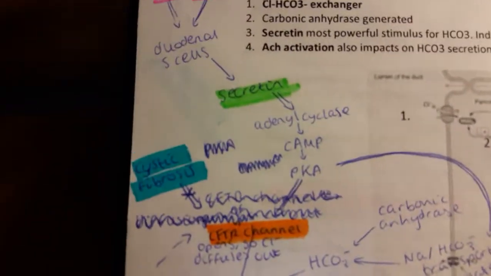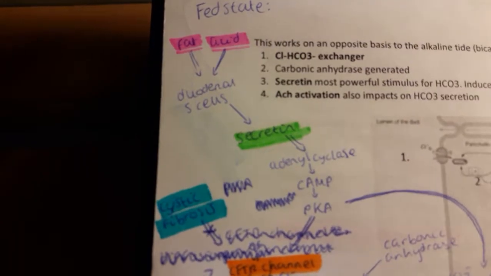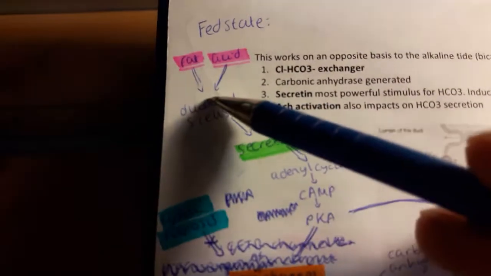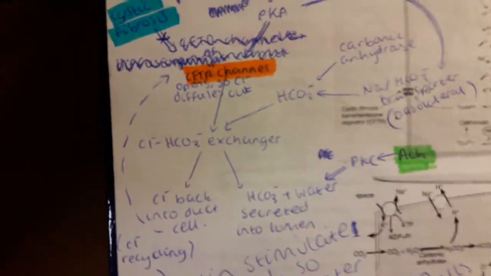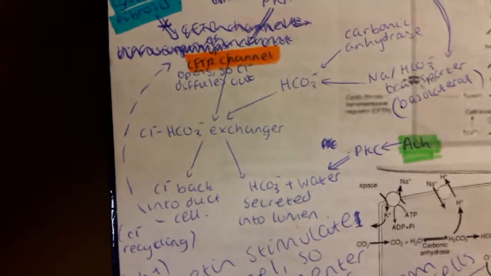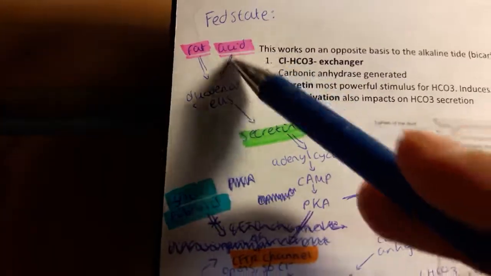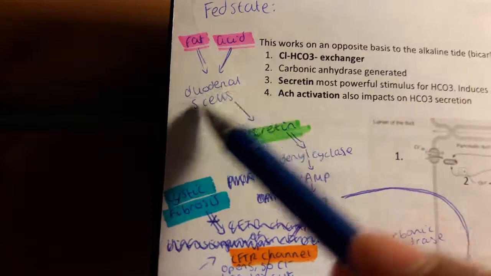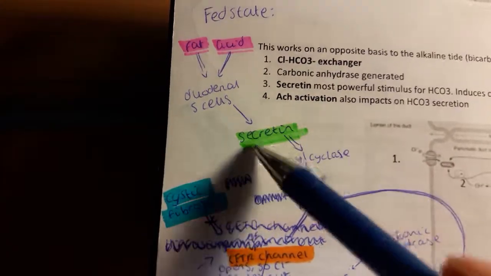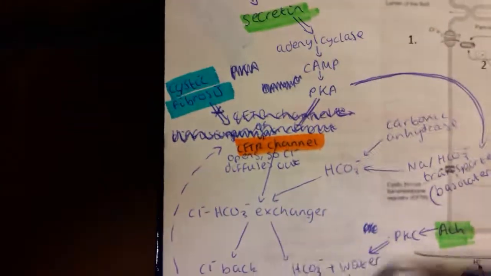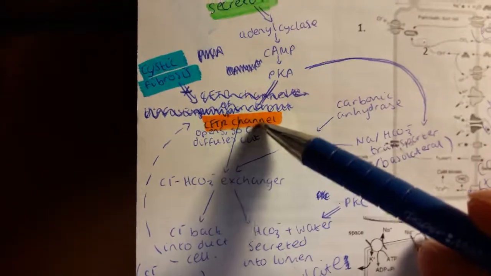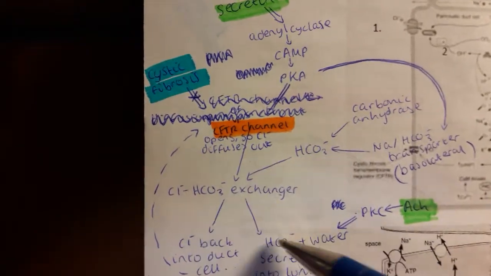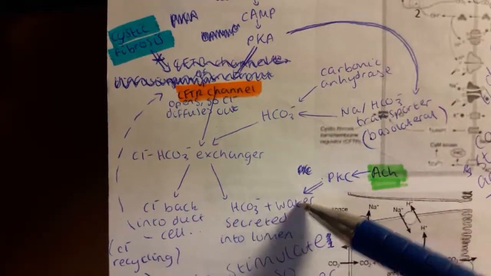So as I said, secretin comes from duodenal S cells. And what stimulates them? Well, because the end product is the secretion of bicarbonate, it's going to be fat and acid. That's the most important thing that's stimulating the duodenal S cells to release secretin, which stimulates the duct cells to open the CFTR channel so that chloride can diffuse out. And when the chloride comes back in through the exchanger, bicarbonate can leave, and ultimately you've got bicarbonate and water secretion.